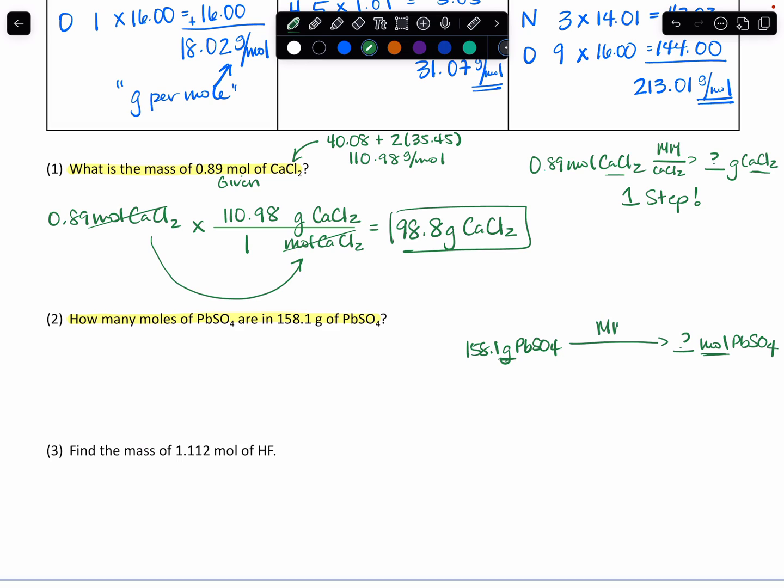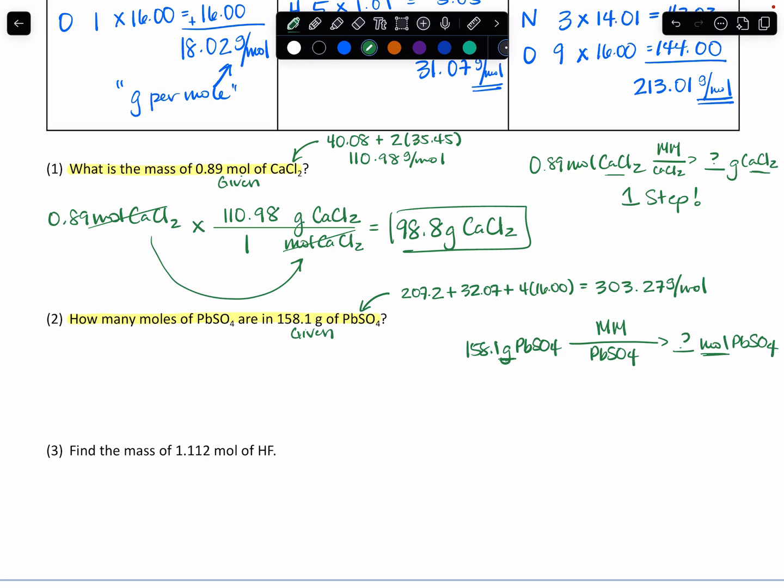So that means I need the molar mass of PbSO4 to finish this conversion. So I need to calculate that. I have 1 lead, which is 207.2 grams per mole, plus 1 sulfur at 32.07 grams per mole, plus 4 oxygens at 16 grams per mole each. So I put all that in my calculator, multiply it out, and I get the total mass for 1 mole of this substance is 303.27 grams per mole. Okay, so now I set up my problem.